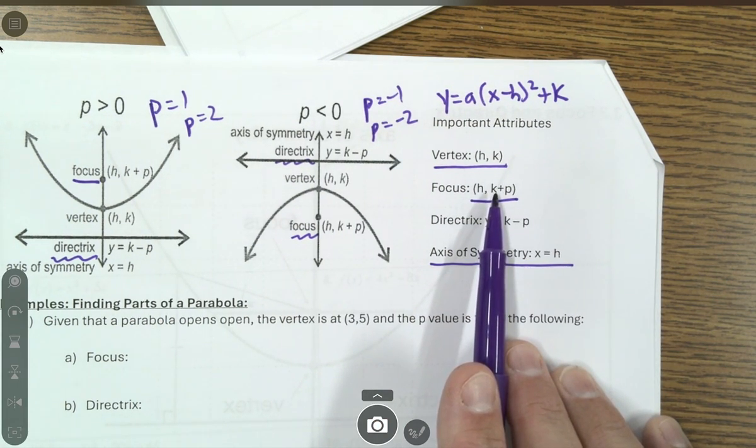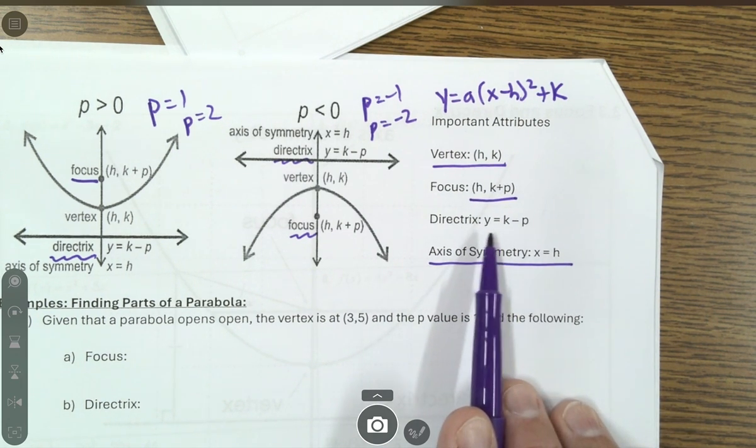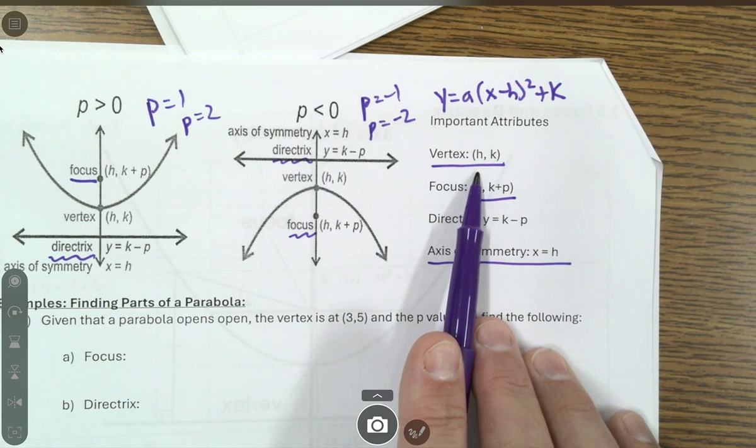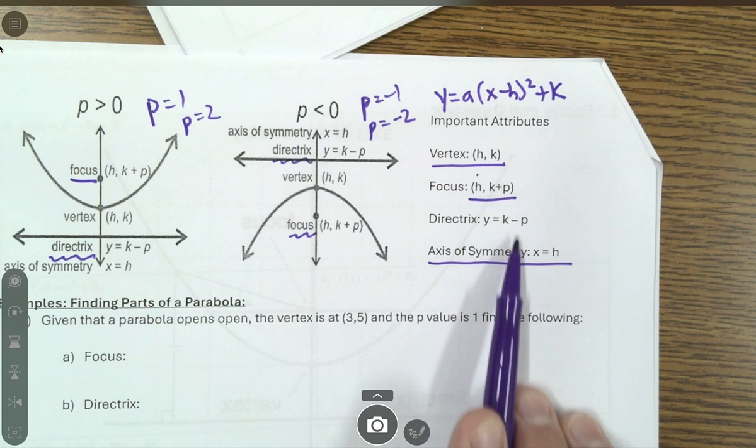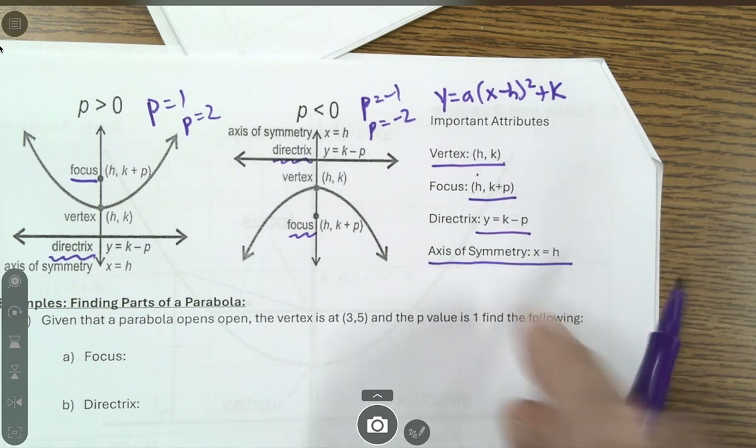The directrix is just your y value. It's a line, so I'm going to ignore the h here. It's your k value minus your p value because it's on the opposite side of your vertex. So we're going to use this. I'm going to explain this in detail, and hopefully it'll make more sense to you.